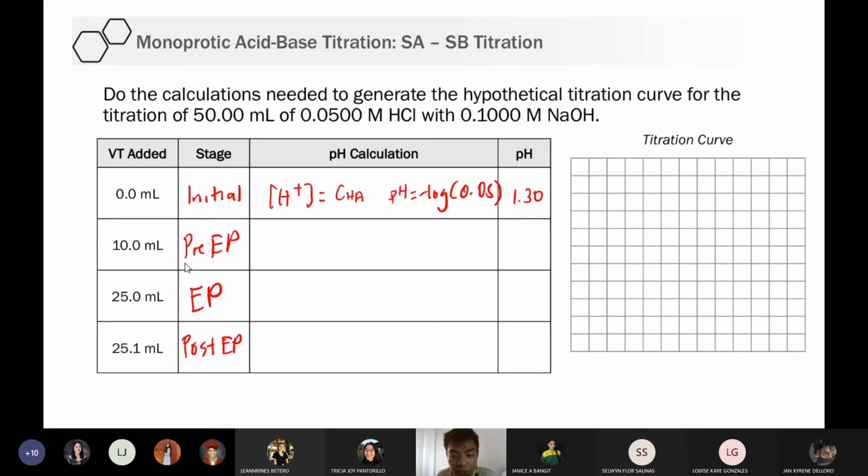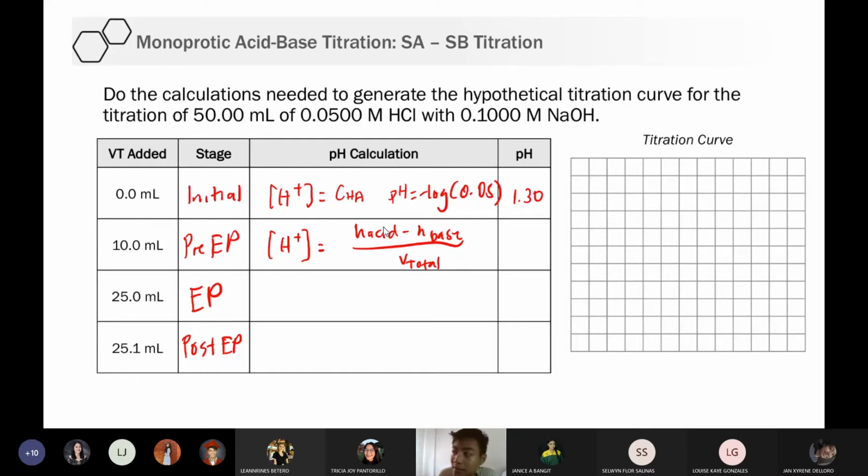How about pre-equivalence point? Ano sabi natin dito sa pre-equivalence point? Nababawasan yung acid kasi nagdadagdag tayo ng titrant. Okay? So, ilang acid na lang ba natira? So, to solve for that, H plus equals mole acid minus mole base divided by volume total. Kasi nabawasan na yung acid natin eh. Di ba? Kasi nagdagdag na tayo ng 10 ml titrant. Okay. So to determine how much is left, we use this formula. Mole acid minus mole base divided by total volume.